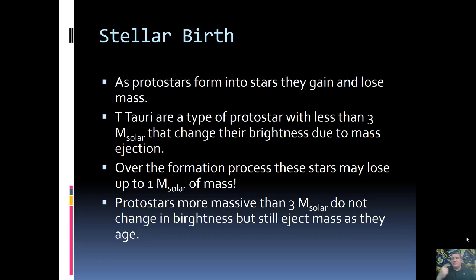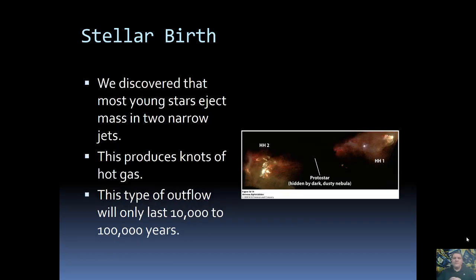Now, we believe that protostars above 3 solar masses, which are not classified as T Tauri, do not change in brightness, but they still have the same overall mass ejection. Now, we've actually seen that some very young stars actually produce outflow through narrow jets. So, for example, in this image, right here in the center, this is a dark nebula, and we do not see the protostar because it's embedded inside. However, the jets from this star are shooting out and then colliding with the interstellar medium, causing a lot of friction, creating energized gas, which we can then see. So we get this jet outflow.